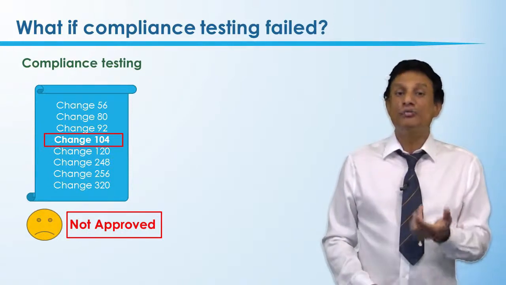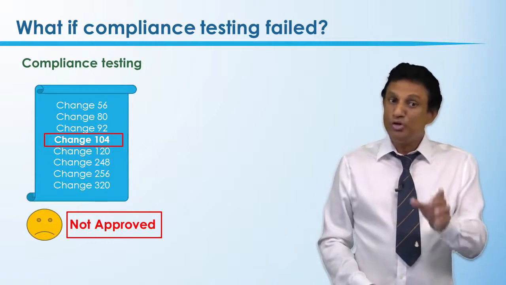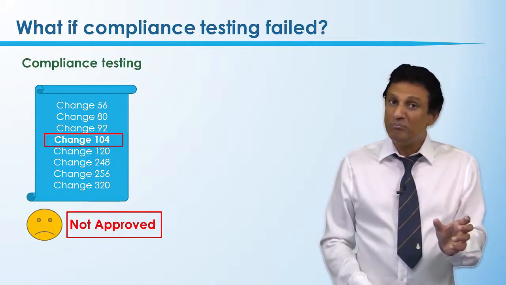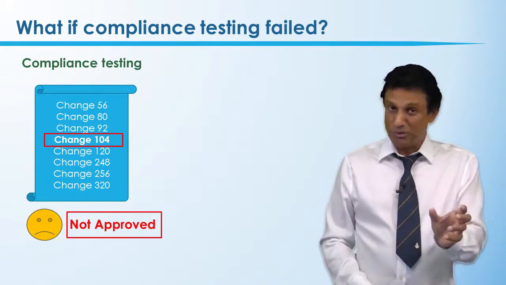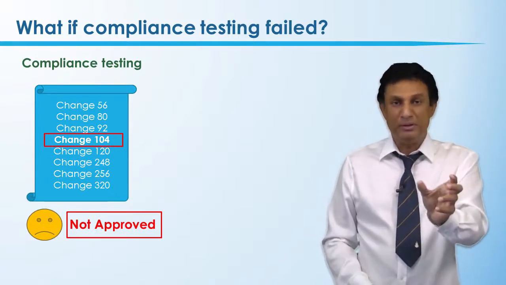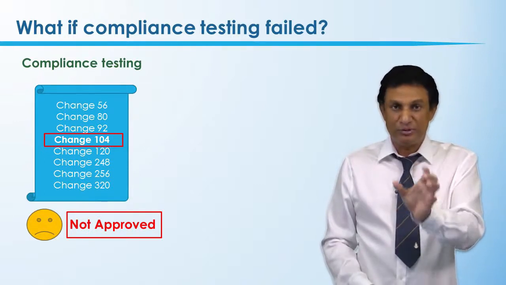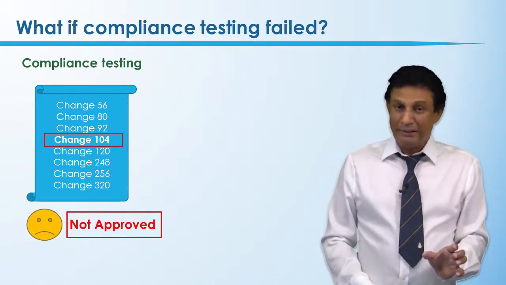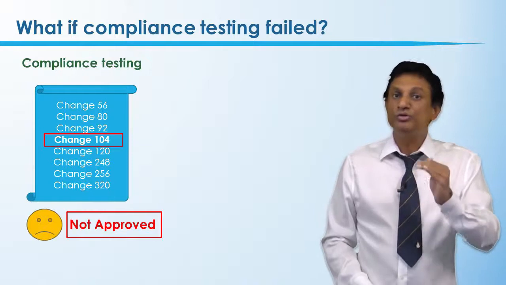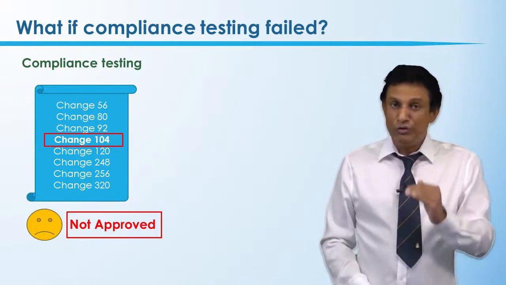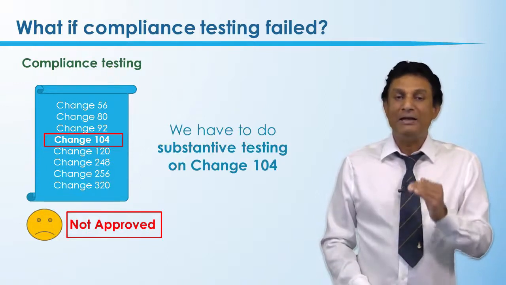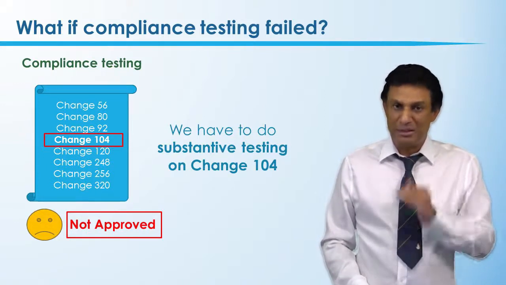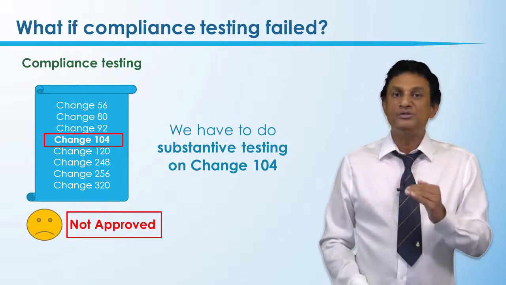Okay, now it's failed. What does it mean now? Are you going to worry about change 104? Yes, that is something that happened without approval. So we are worried that maybe the programmer has done something for his personal benefit. In that case, we're going to dig deeper. We want to do a detailed analysis of what exactly happened in 104. That's what we call substantive testing.